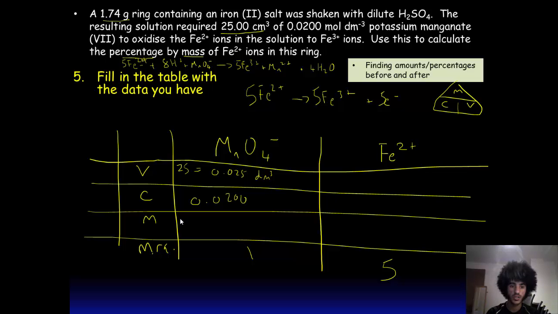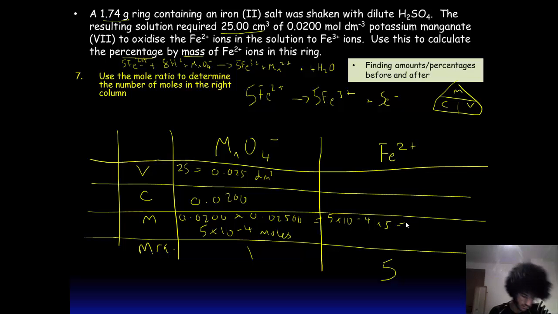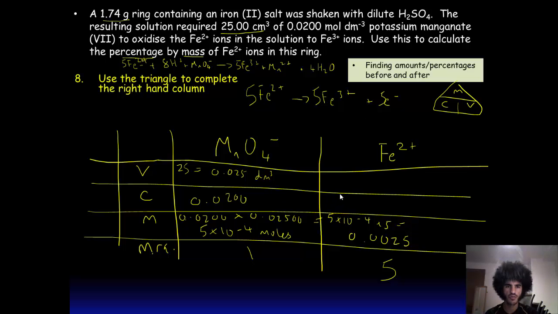So to work out moles, let's go through the process again. Moles equals concentration times volume. So concentration is 0.0200. I multiply that by 0.02500, and that equals, let me just put in my calculator, 0.025 times 0.02, which equals 5 times 10 to the minus 4 moles of that. Now, because it's a 1 to 5 ratio, following this step, I now need to times it by 5. So 5 times 10 to the minus 4 times 5, and that gives me 0.0025.